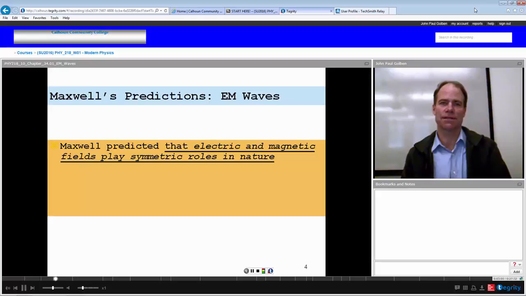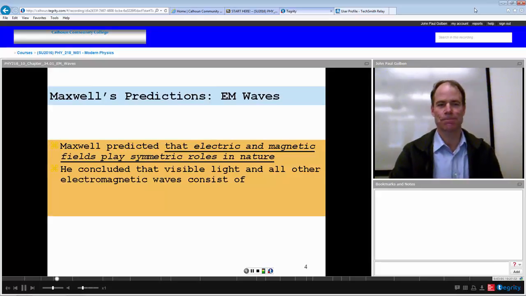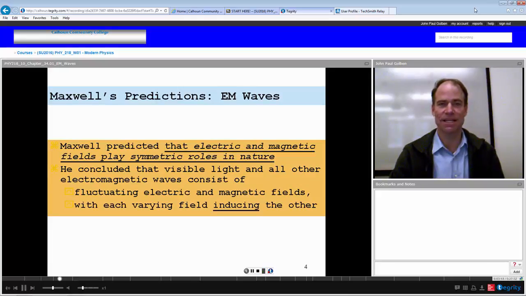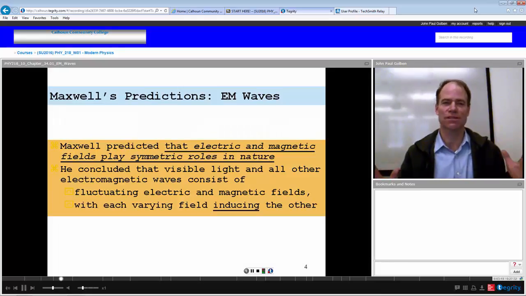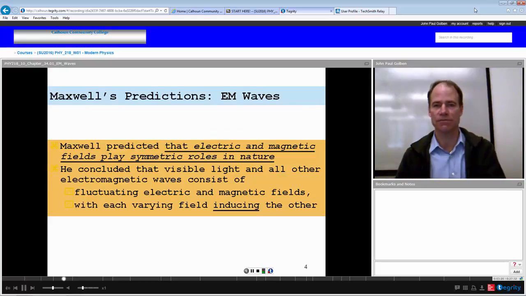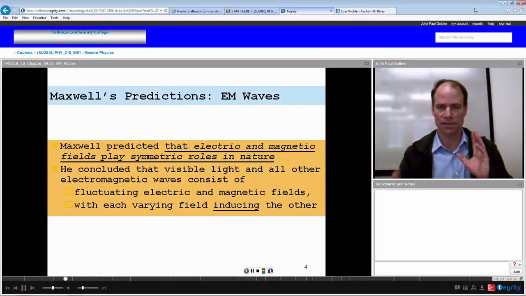Maxwell predicted that electric and magnetic fields play symmetric roles in nature. He concluded that visible light and all other electromagnetic waves consist of fluctuating electric and magnetic fields, each inducing the other. This is part of the brilliance of Maxwell, and why we regard him so highly, to realize that changing electric fields were generating the magnetic fields, changing magnetic fields were generating the electric fields, and the waves themselves were alternating this automatically.